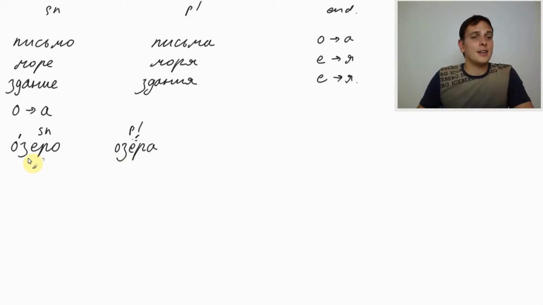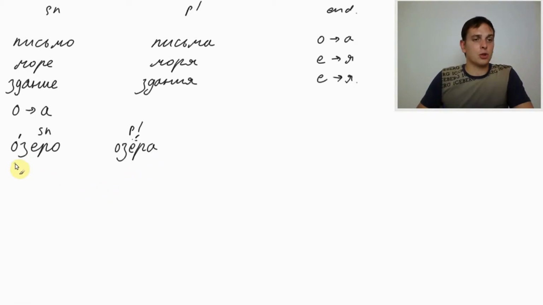Why did ye change to yo? Well, basically learn it. Memorize it. It's important to memorize in this case. Озеро, озера. If you cannot memorize it, don't worry about this, because right now we're studying plural. So, озеро, озера. Lake, lakes.